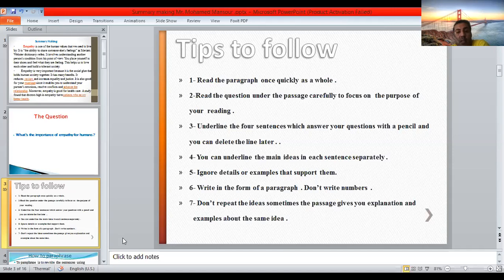Sometimes the passage gives you explanation and examples about the same idea, and students get confused. So you have to write only the main sentence. Don't write examples, don't write explanation, and so on. So these are the steps, the tips that you have to follow before answering a summary making question.